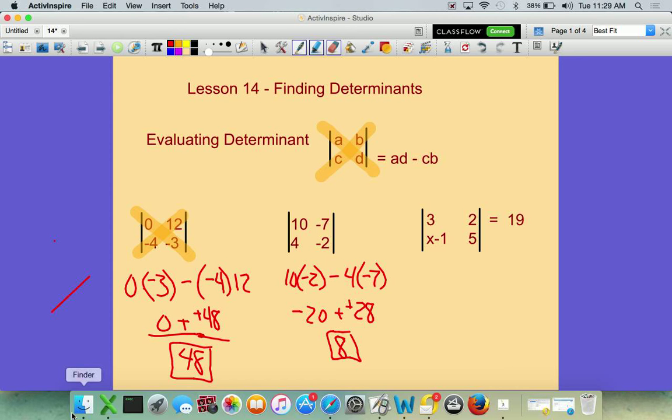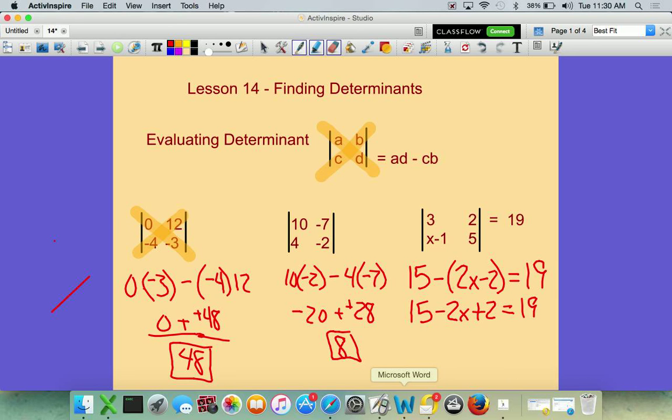For our next one, we have an expression in there. We're doing the same thing though. We're also told what it equals, which is nice. We just have to figure out what x is here. Down minus up. So 3 times 5 is 15, minus 2 times x minus 1. Remember, distributive property, this 2 is going to be multiplied by both of these. So we've got 2x minus 2. I put that in parentheses because this minus sign on the outside still affects both of these. So when we run that minus sign through, we've got negative 2x plus 2 now, equals 19.